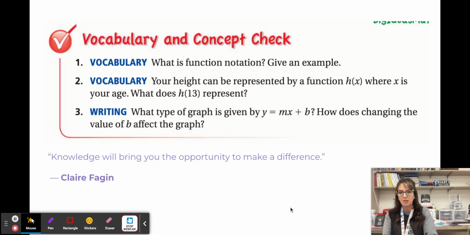Vocabulary and concept check. Identify which problem you are answering or question you are answering. Remember, this is a way for us to get you to write about mathematics.